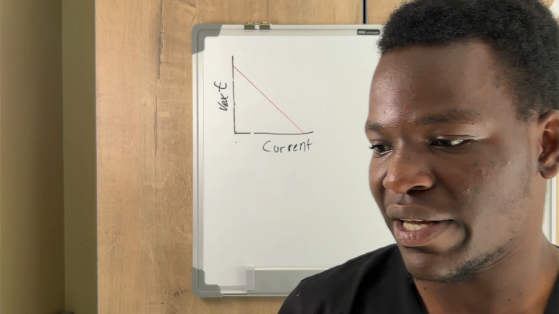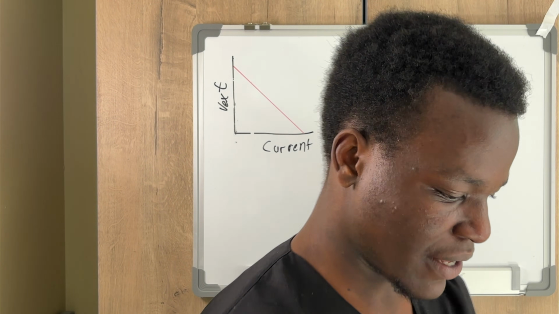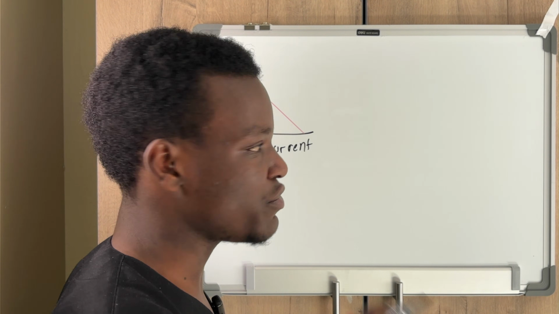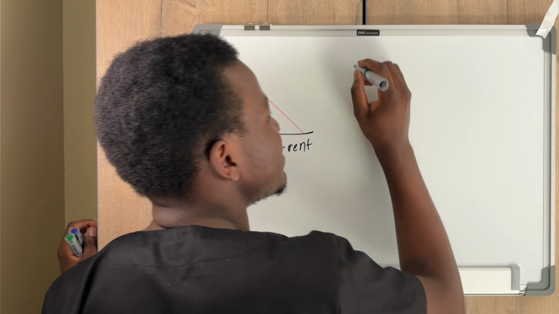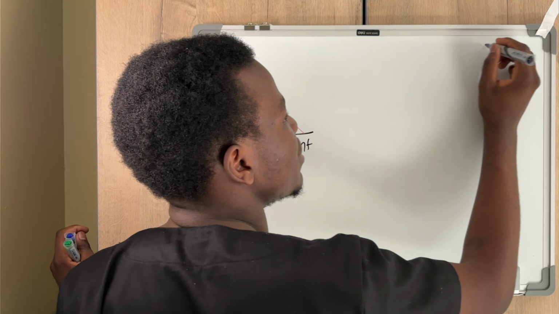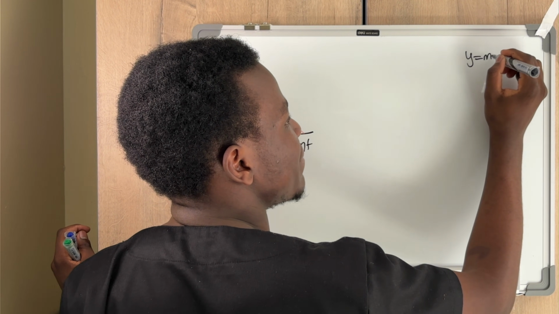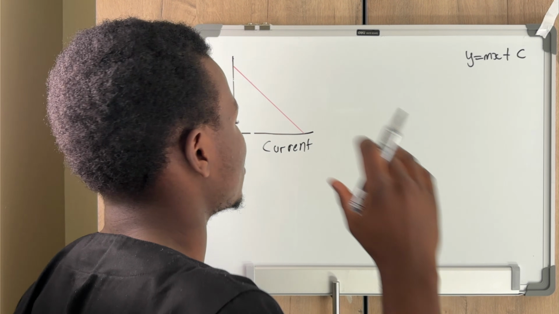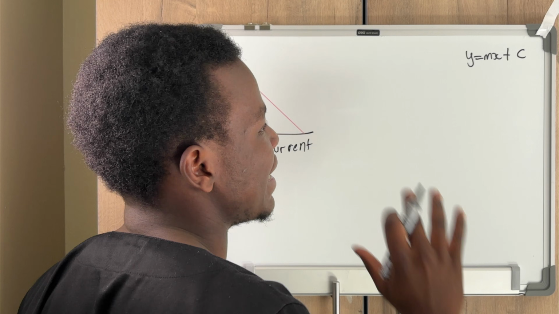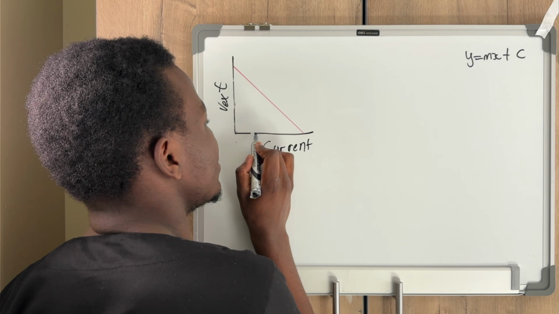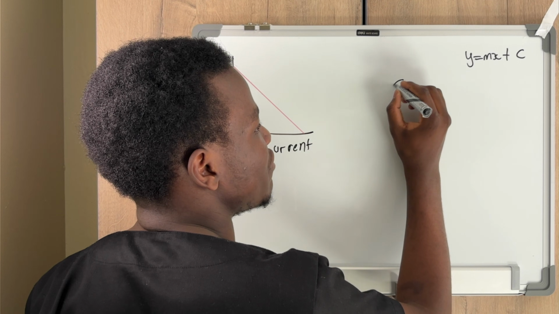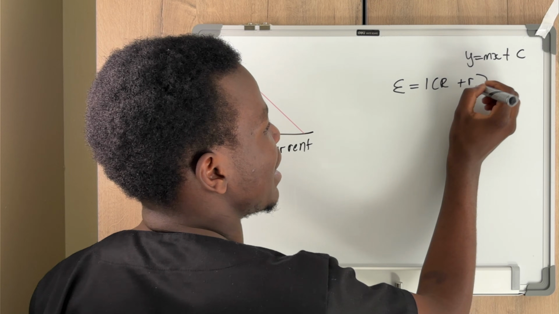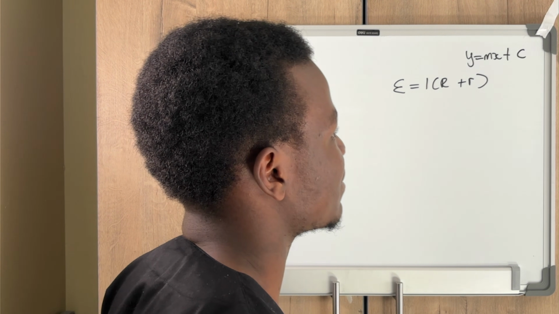So let's look at the graph here. Looking at this graph, the first thing that you have to know is that this is a straight line graph. Every straight line graph falls under the equation y equals mx plus c. Another thing that you have to know about this graph is that all these EMF graphs are derived from the EMF equation, which is E equals I R plus R. Those are the equations from which all these graphs are derived.